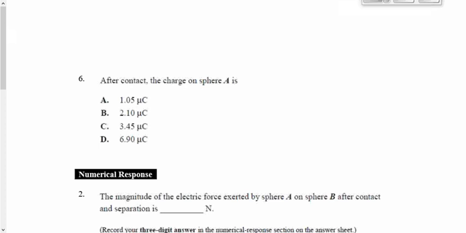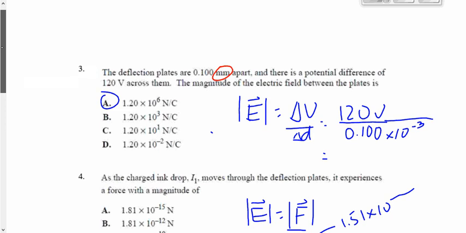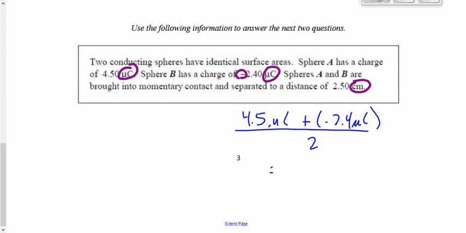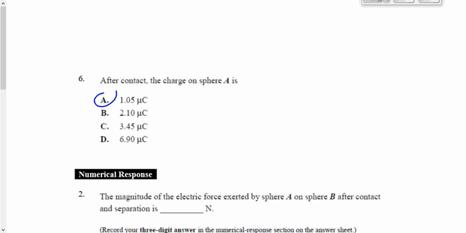We want to find the charge on sphere A after contact. By the way, how would this question change if I said, what's the charge on sphere B after contact? It would be the same answer, right? Because they're going to balance out. So whatever the answer is going to be the answer for both of them. So what's the charge on sphere A after contact? All we're going to do for this is add them up and divide by 2. 4.5 microcoulombs plus negative 2.4 microcoulombs divided by 2 ends up giving me 1.05 microcoulombs. So the answer for that one would be A.